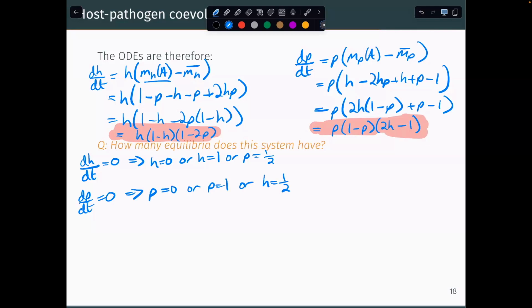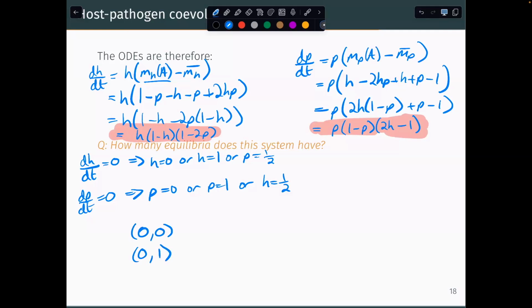So now we can think about which combinations of these work in order to work out how many equilibria we have. So if H is equal to 0 here, this bracket here of 2H minus 1 can't be 0. That means that either P has to equal 0 or P has to equal 1. So that means that H is 0 and P is 0, or H is 0 and P is 1 are both equilibria.